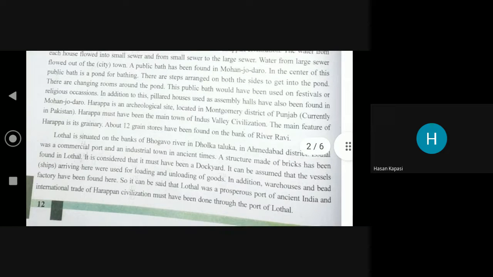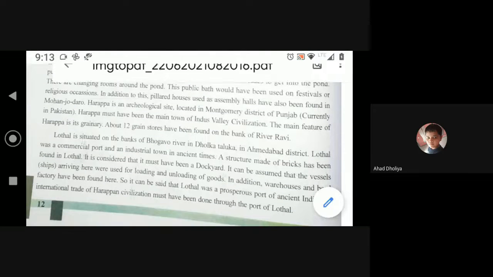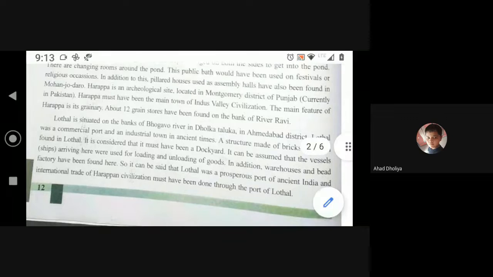Is it clear till here? Yes, ma'am. Yes. Aadolia, is it clear to you, beta? Yes, ma'am. Did you understand this part of Lothal? My voice is coming low. Is it? I'm not audible, boys. Audible, clear. Ma'am, what to read? Lothal paragraph. Revise it. Okay, ma'am.